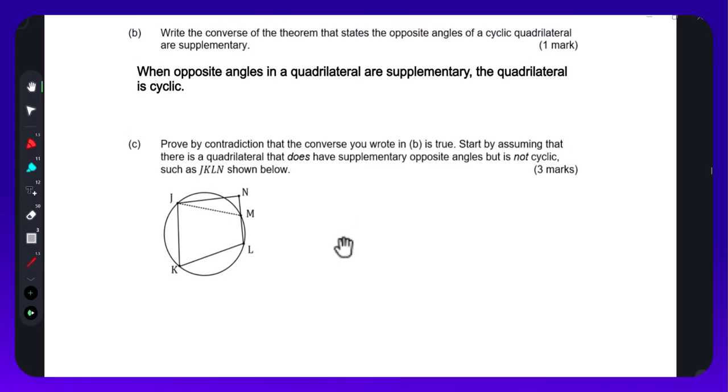So we have to assume that we have a quadrilateral that does have supplementary opposite angles but is not cyclic, such as JKLN. So that's the one with the point that's going on the outside there. And a way that we would prove that would actually be that the opposite angles of N and K have to be 180 degrees. And therefore the angle N is going to be 180 take angle K. But the thing is, we'd say the same thing for the cyclic shape JMLK. So that actually means that angle M would have the exact same value.